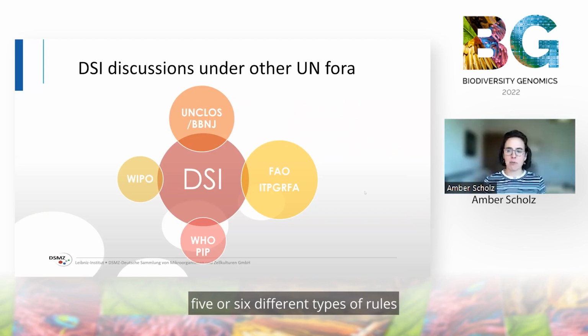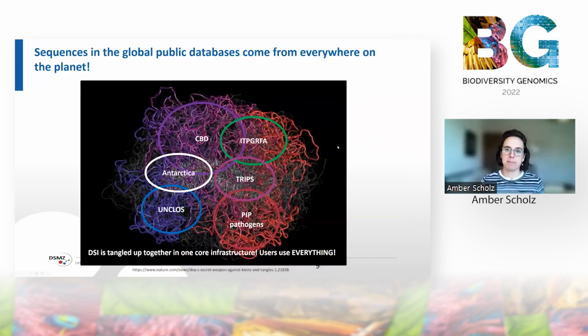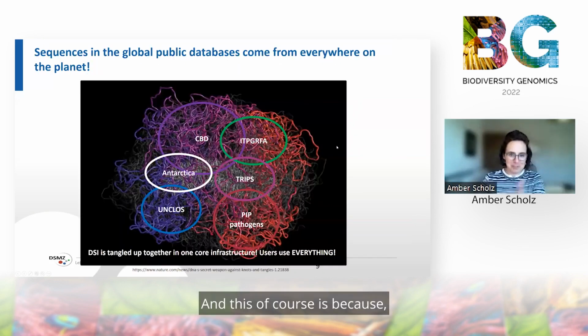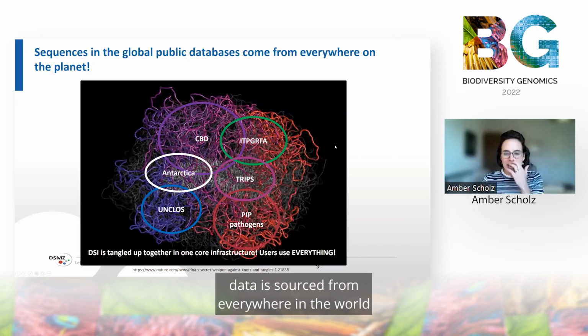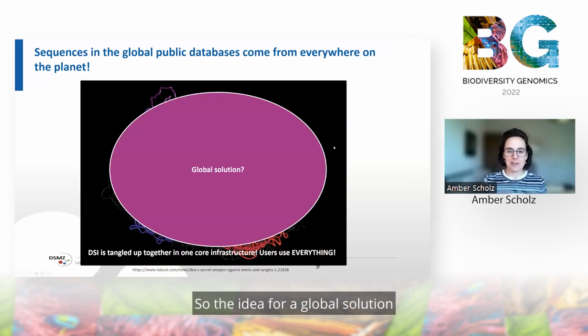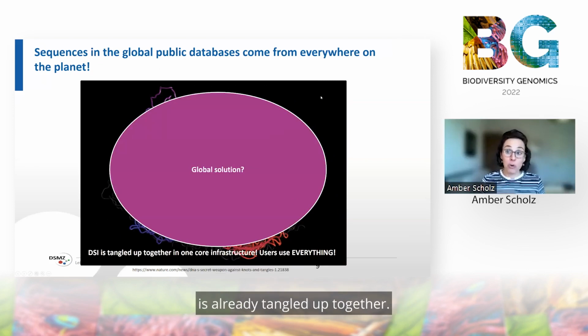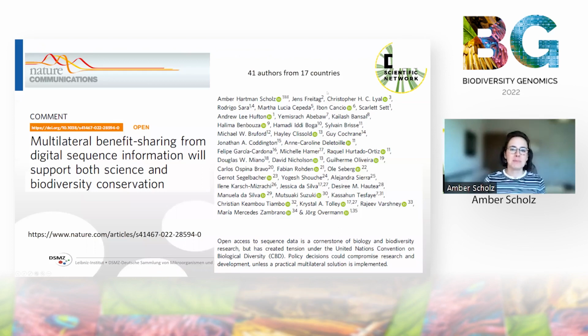6 different types of rules that we have to follow when we use and work with the full global data set. And this, of course, is because, as you probably all know, data is sourced from everywhere in the world, but it all lands in one global data set. So the idea for a global solution is to address the fact that the data is already tangled up together.